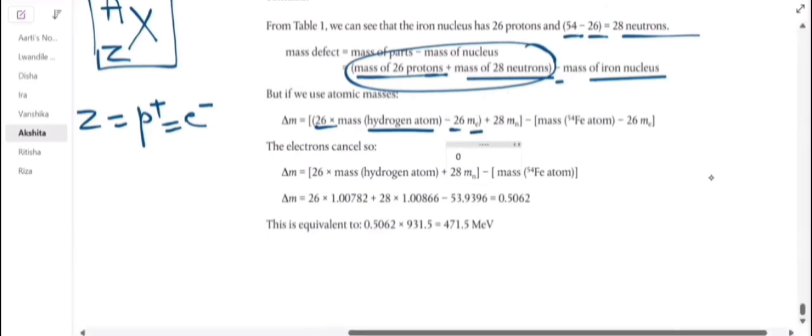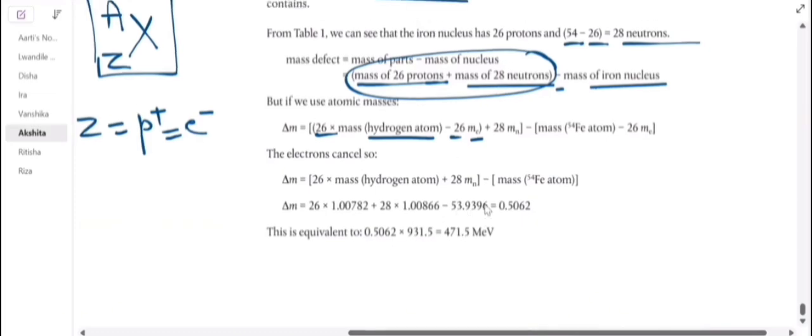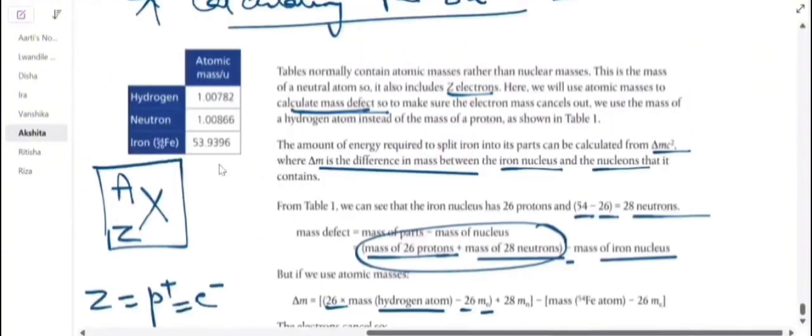So now after this, we are having 26 into mass of hydrogen atom plus 28 mass of neutron minus mass of iron atom. So what is 26 into mass of hydrogen? 1.0. 28 into mass of neutron? 1.0. Mass of iron 54 atom, so obviously as it is not exactly zero, we will write it 53.93. See, it is written here.